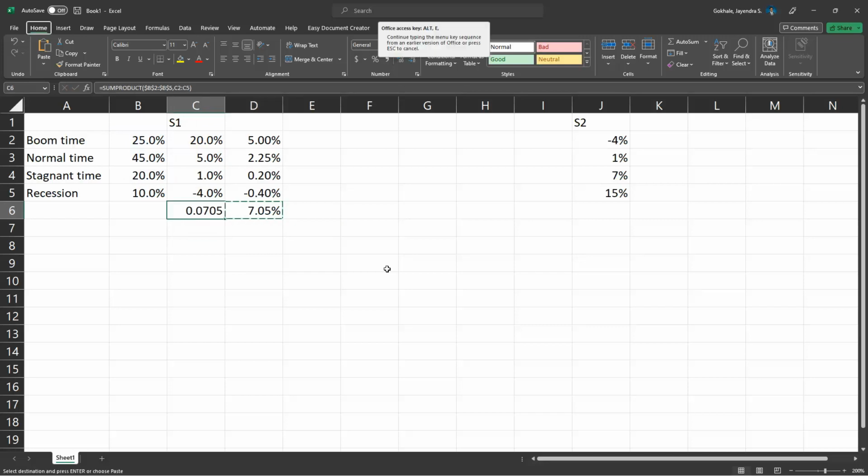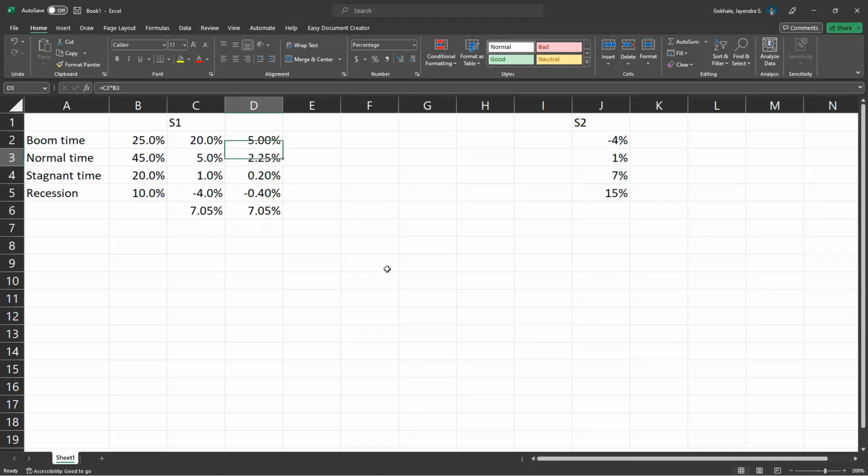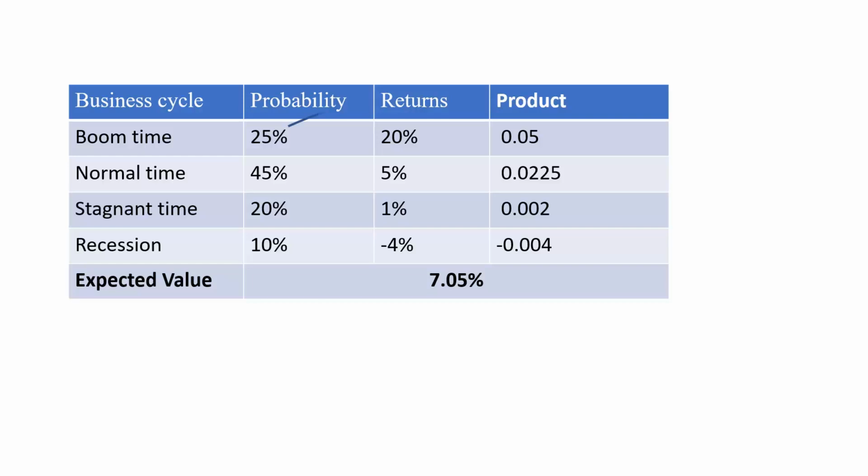So all we need to do is Alt+E+S+Enter. So format, paste special, and paste. So you can see that we don't have to go through all this complicated process. We can just use the SUMPRODUCT function to get the 7.05% expected return from the stock, which is what is available in the table.